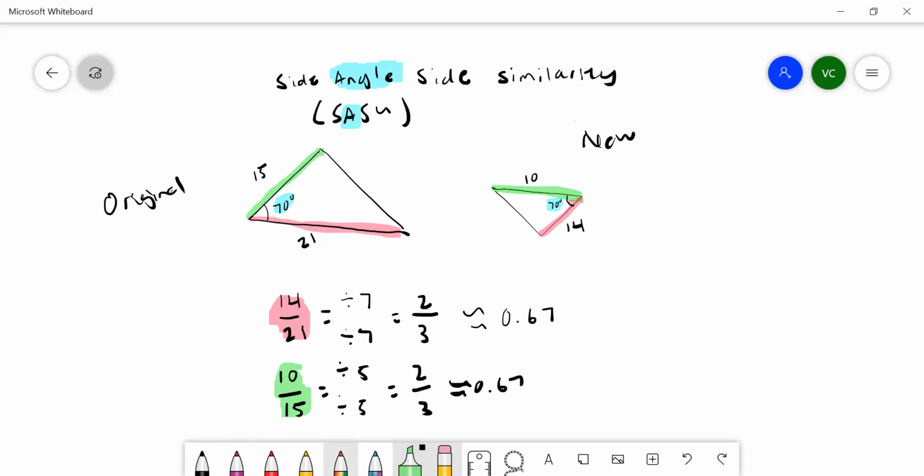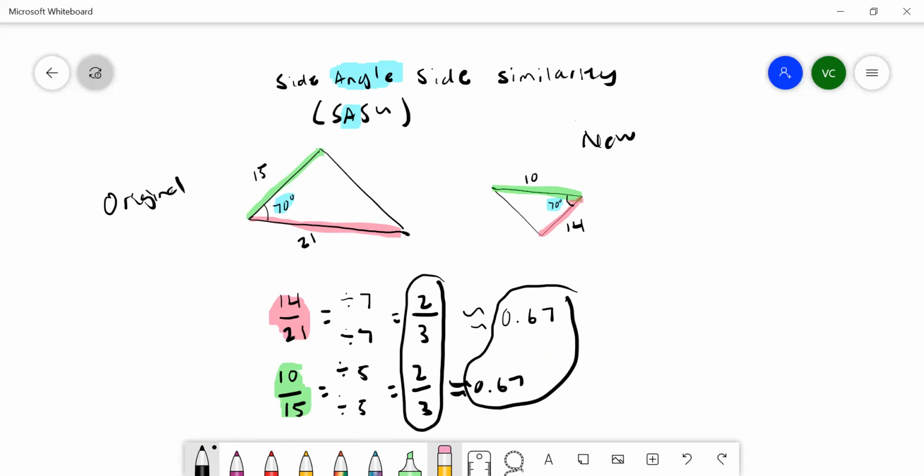And you see that the ratios are the same. And if you use the calculator, you got the same answer. So that is side angle side similarity.